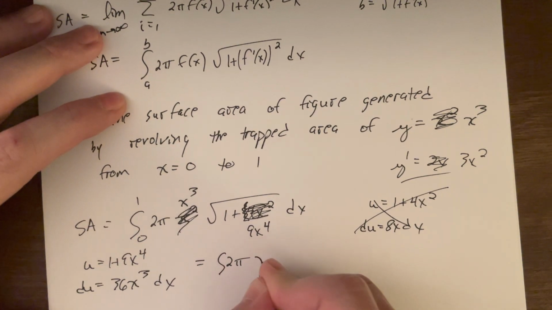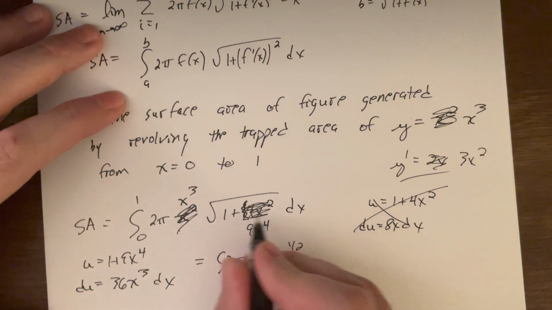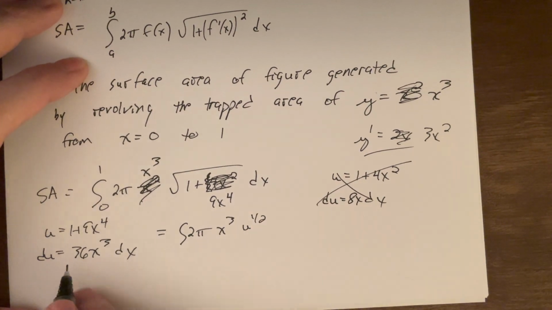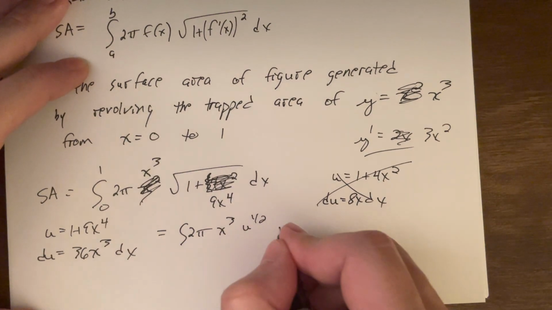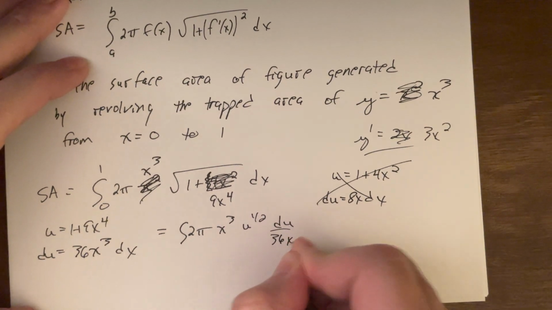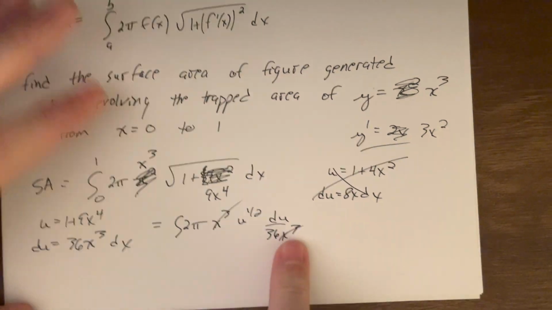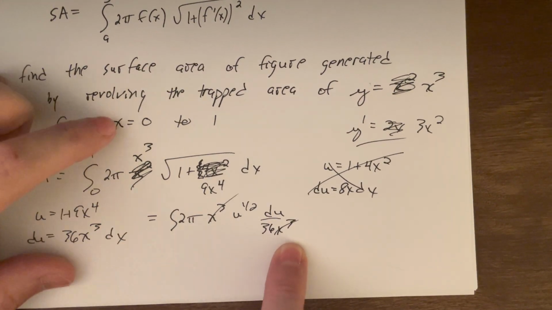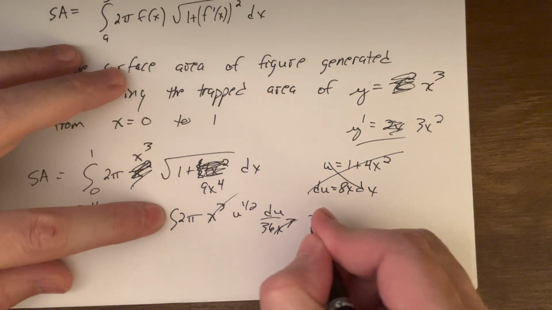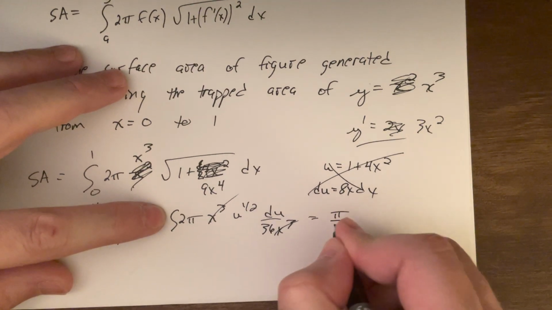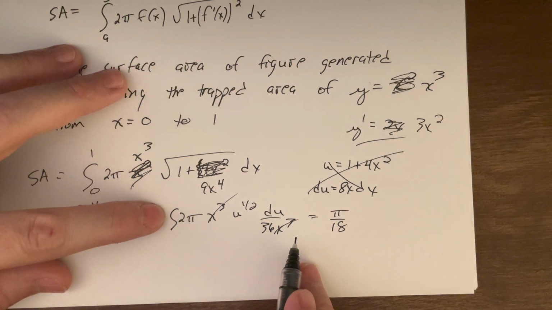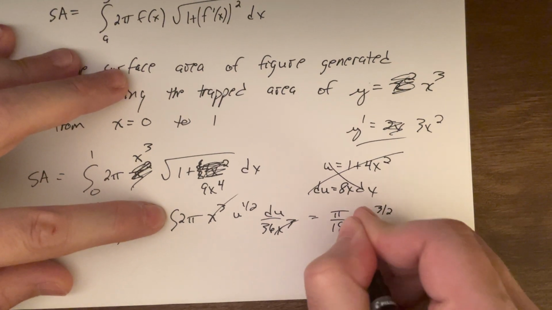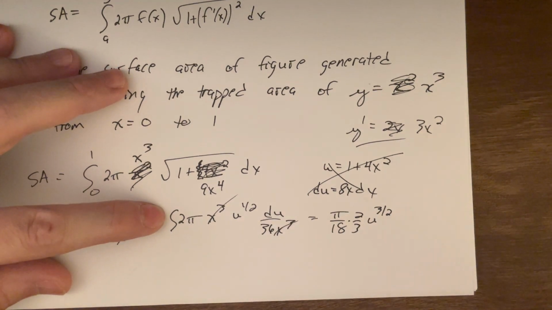2 pi still there, x cubed hanging out. That's now u to the 1/2 power. dx became du over 36x cubed. Now I know my u sub is truly working. That canceled. All I have left is u. Still a little mess. 2 pi over 36, a pi over 18 out in front. The antiderivative of u to the 1/2 is u to the 3/2 times 2/3.